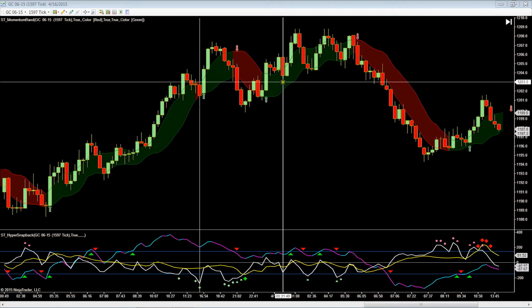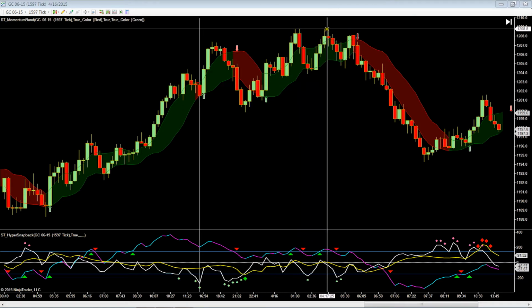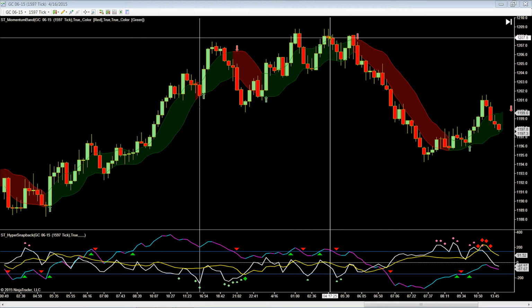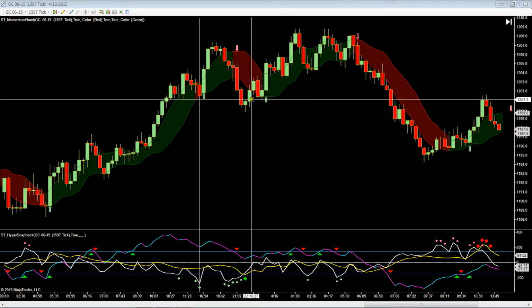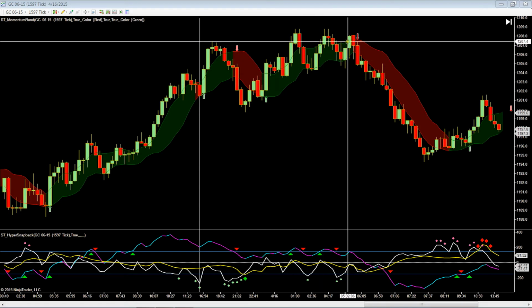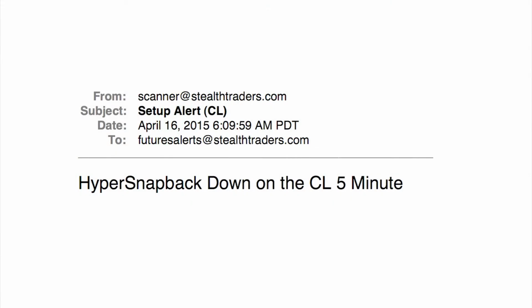The momentum band is green, looks good. We have a double top. This may be a good time to exit. Certainly when it fails the double top again would be a good time to exit. Let's say around 1208. Nice trade.